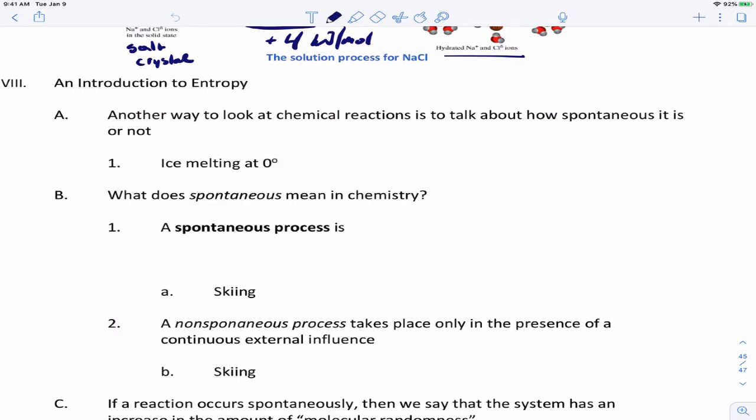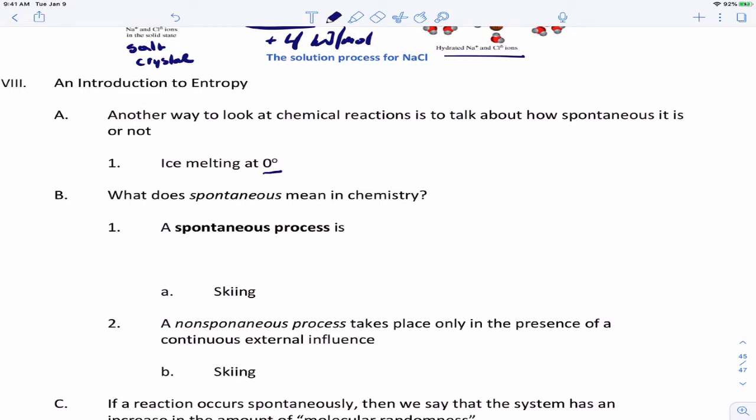And as the temperatures warmed up, let's say the temperature got to 32 degrees Fahrenheit, which is 0 degrees Celsius. Does ice spontaneously melt at 32 degrees Fahrenheit? Yes, it does. So what is driving that kind of a process?